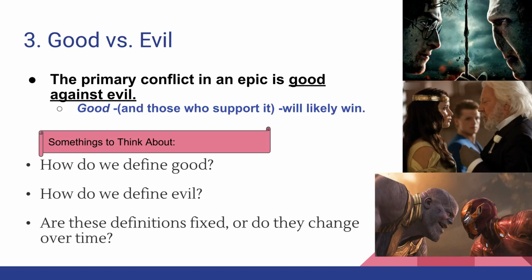So, once again, Harry Potter is a great example with this. Harry versus Voldemort, Katniss versus Snow and the government of the Capitol, Iron Man and Thanos. But some things to think about is, how do we define good and how do we define evil? Are these definitions fixed or do they change over time?